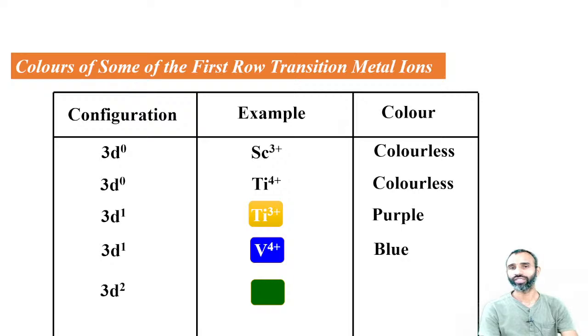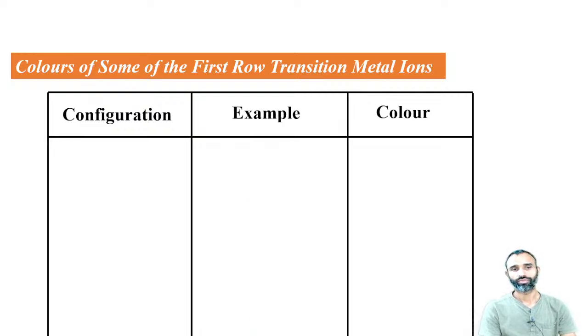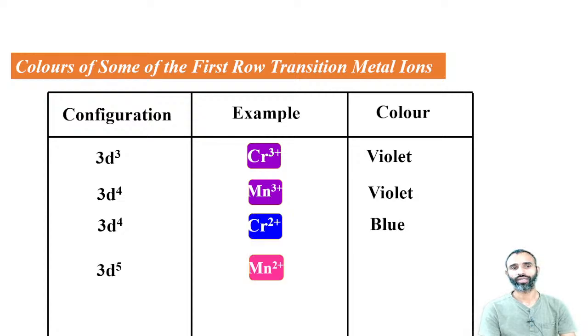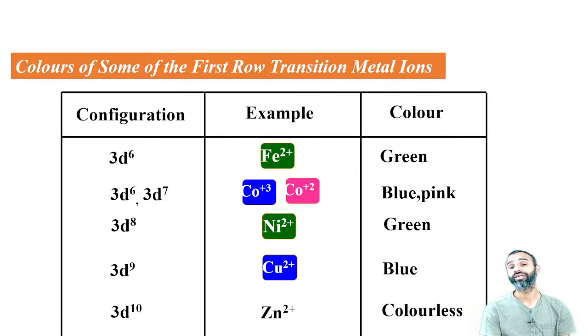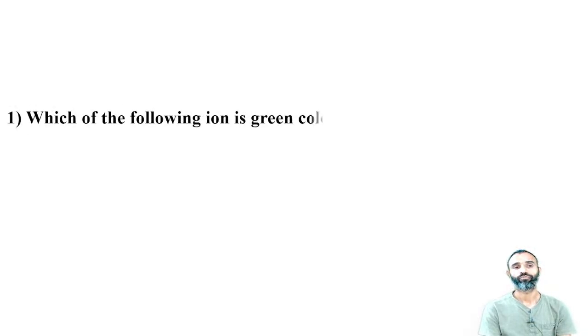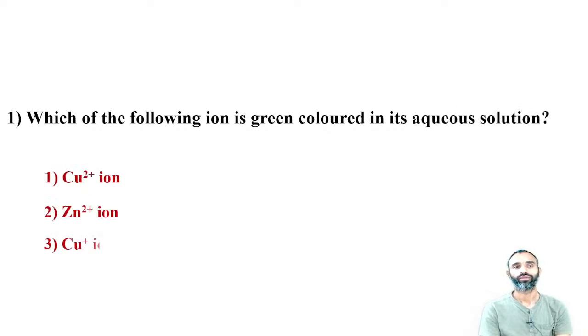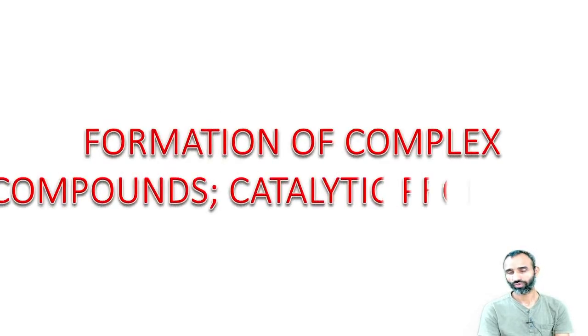See, when there is d0, they are colorless. d1, d2, d3 up to d9, they are colored. But when you see d10, it is again colorless. So which one is green in color? So it is nickel. Iron 3 plus is brownish, means yellow.